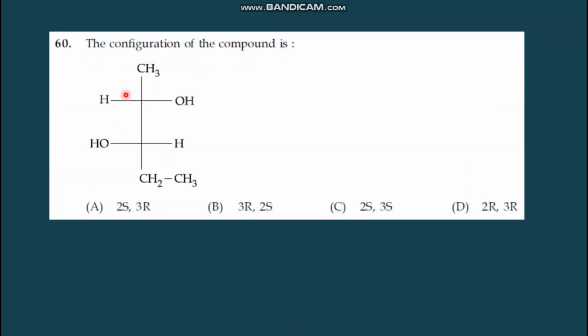Next question, the configuration of the compound. This is R and S notation. I already did one video on this and did lot of examples. You can watch that video from the playlist stereochemistry. Now first we have to number this. Here 2 and 3 are given, so which one is 2, which one is 3? We know that we have to select the long chain, so this is the long chain.